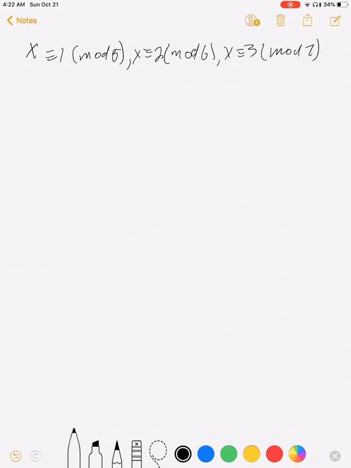We're in Rosen 9.4 on solving congruences. This is an application of the Chinese remainder theorem to a system of congruences. X is congruent to 1 mod 5, X is congruent to 2 mod 6, and X is congruent to 3 mod 7.